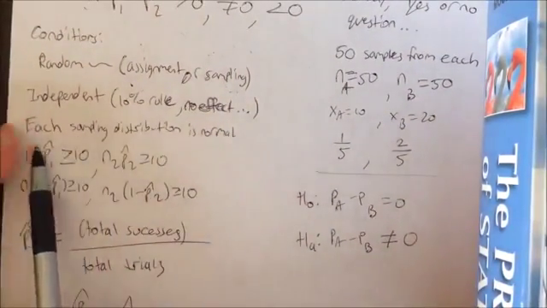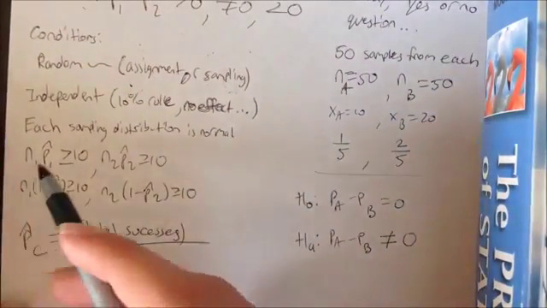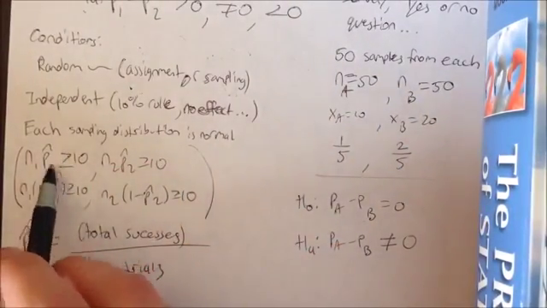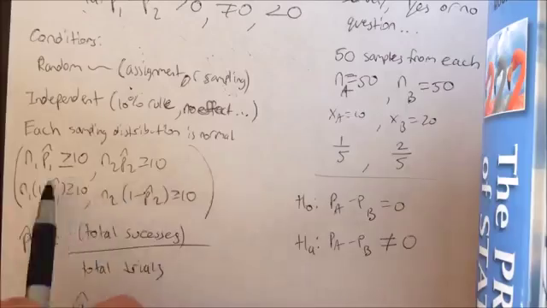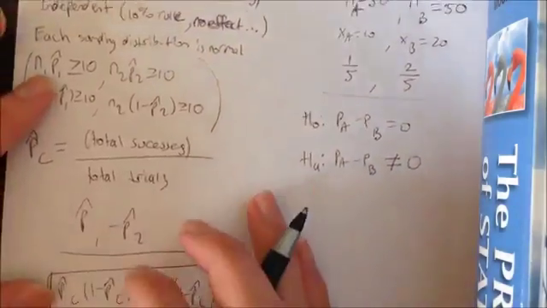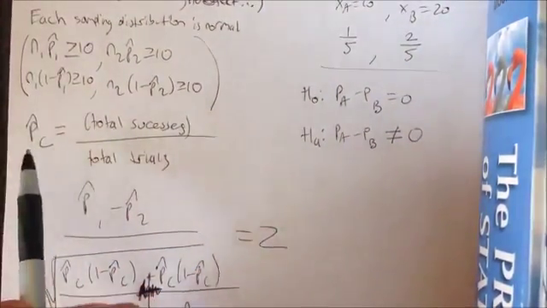And then the final condition is that each sampling distribution is normal, and that is checked through this: n1 times p hat 1 is greater than 10, and so on. So that's simple. Another thing I forgot to note is that you do want to write that each sample is independent.